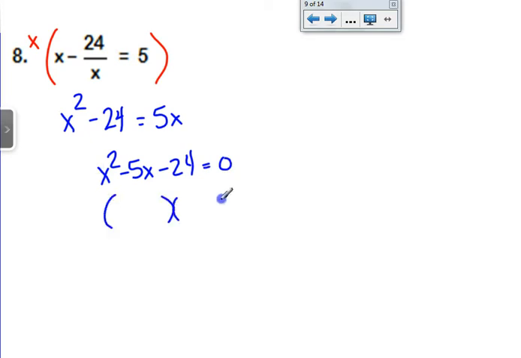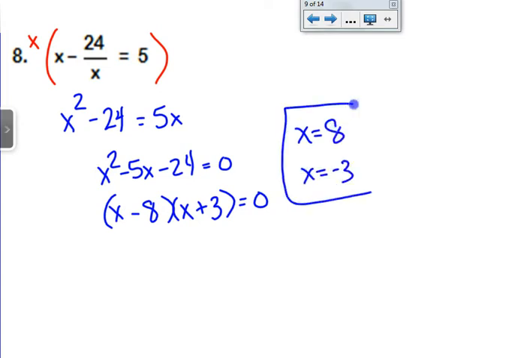And this is one that could be done through a diamond, because the coefficient is a 1. So it's got to multiply to -24 and add up to a -5. So how about a -8 and a +3? So when I go ahead and solve those two factors, I get x equals 8, and x equals negative 3, and those are good.